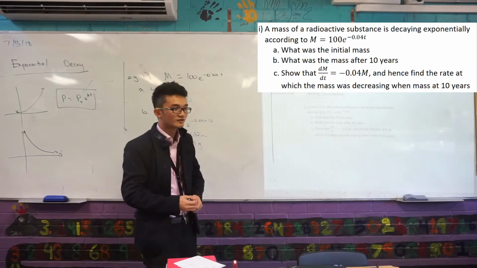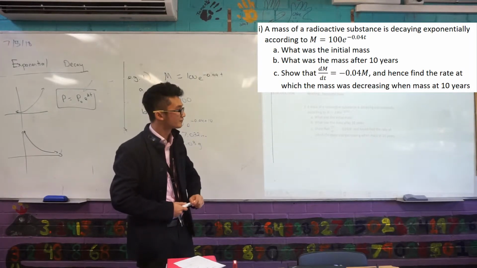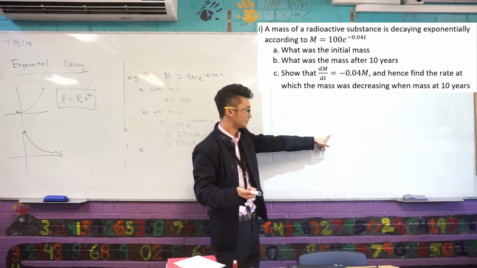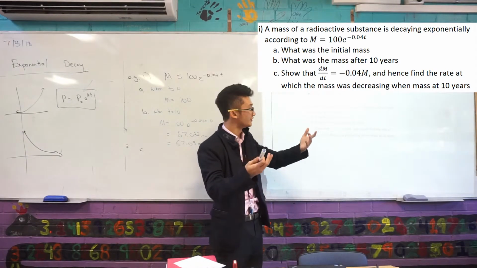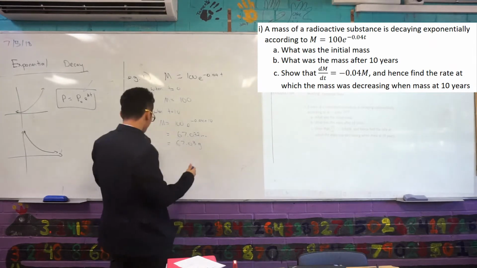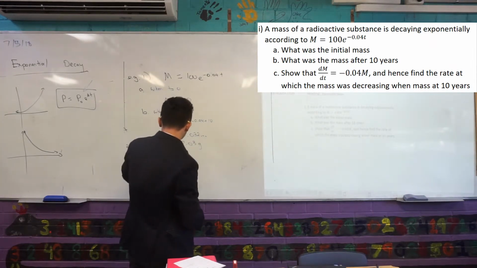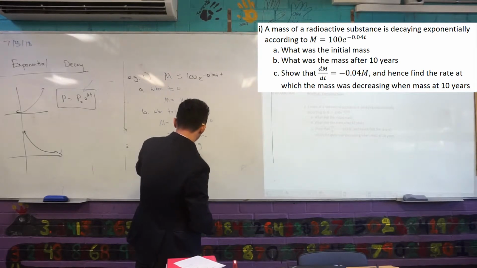Find the derivative of the original. Good, right? So a really big clue is, I've got m here. Let's find dm/dt. That's just taking the first derivative. So I go to this part. I start with m is equal to 100 times e to the negative 0.04t.